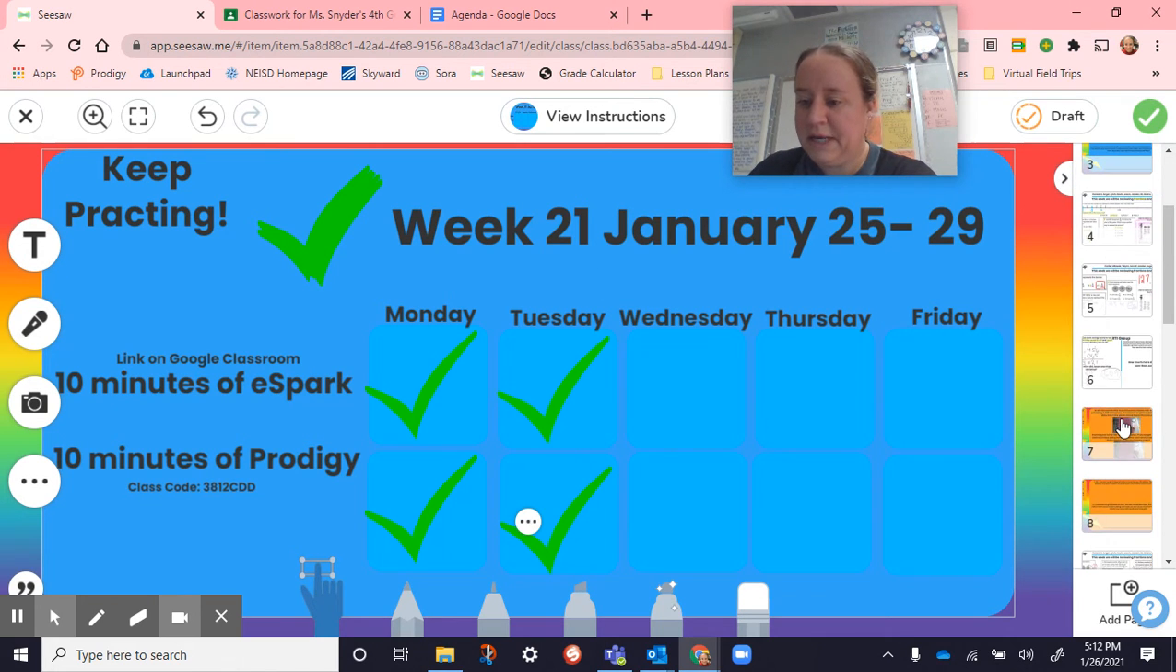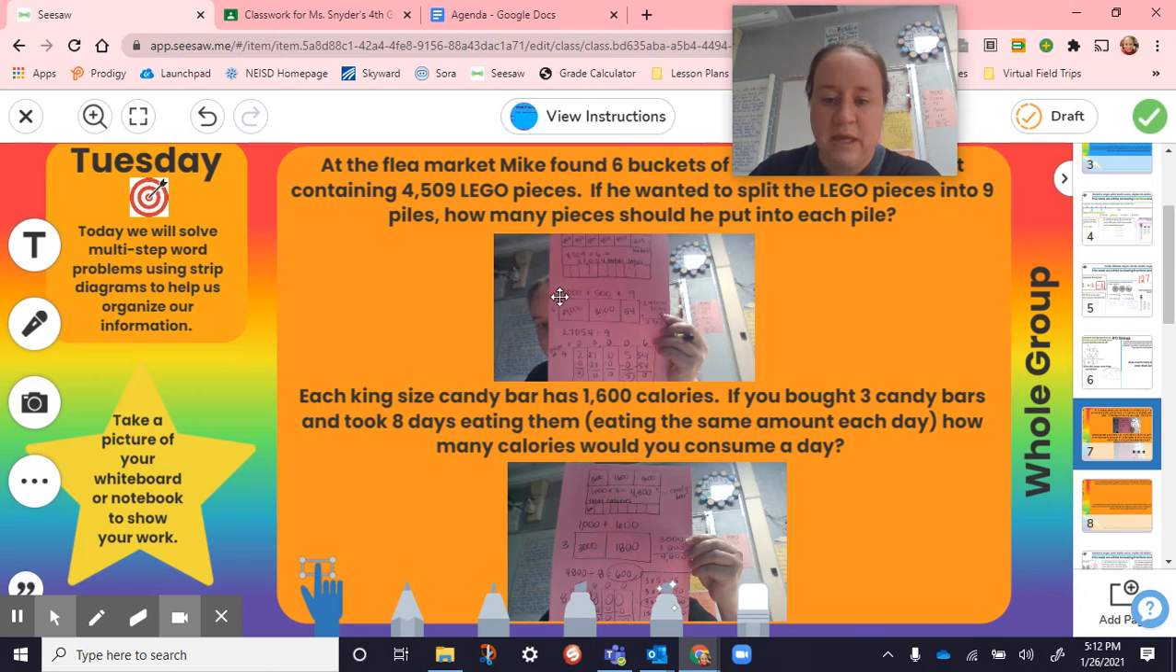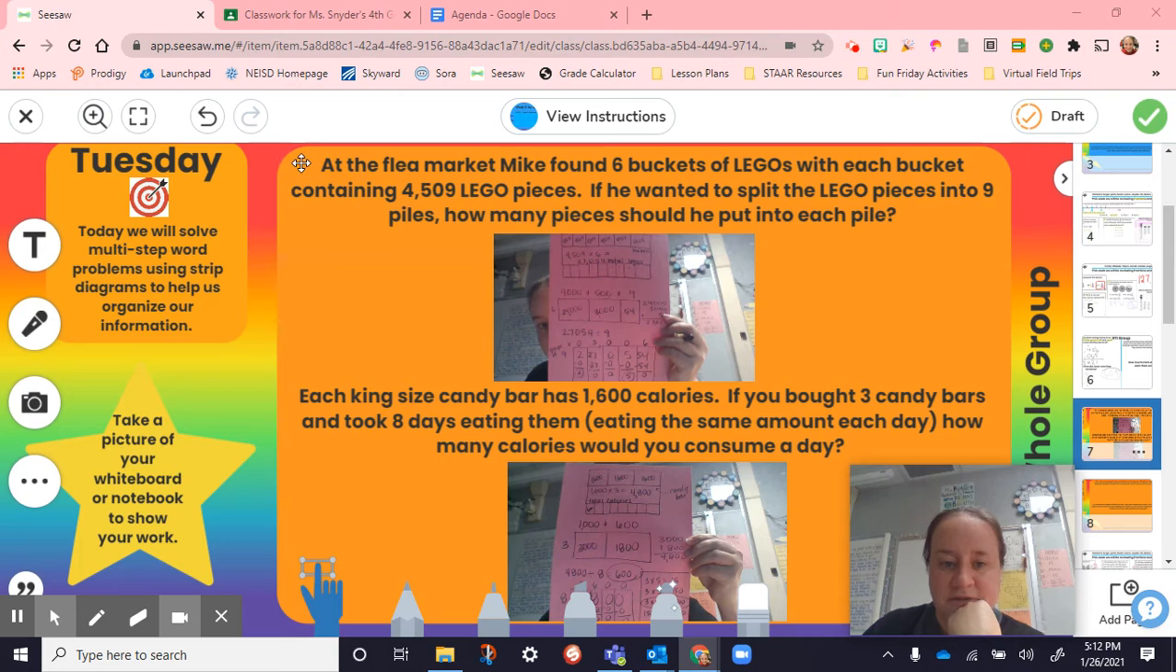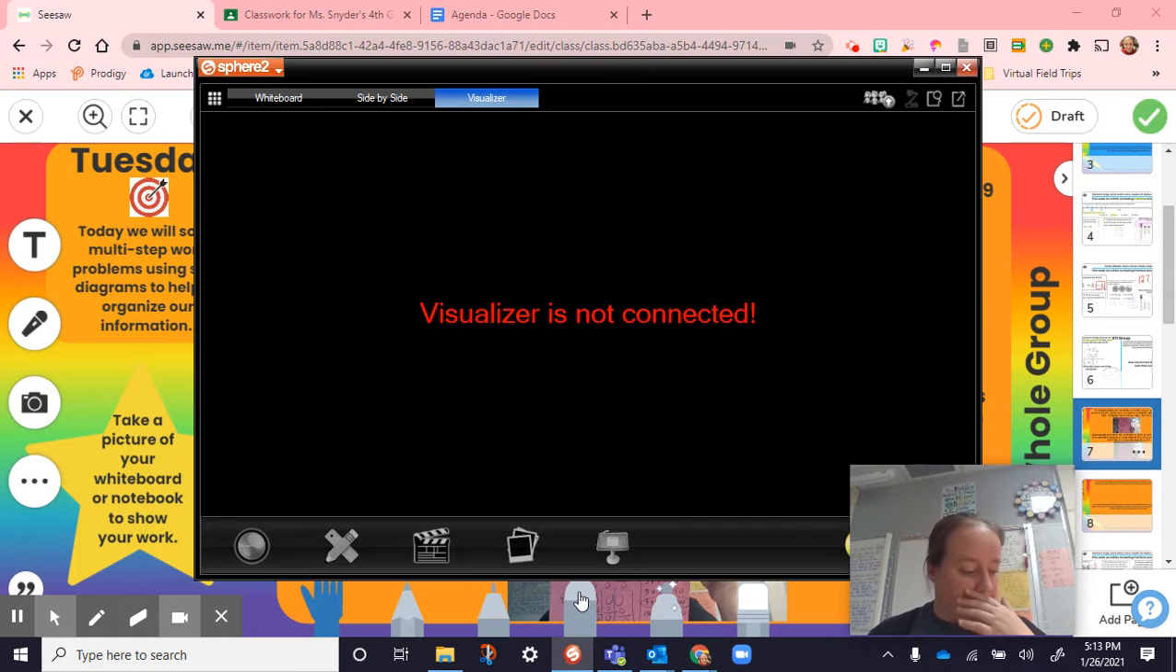All right, so today we started off on page 7. And as we're solving, we are recording our evidence and uploading photos. It says, at the flea market, Mike found 6 buckets of Legos with each bucket containing 4,509 Lego pieces. If he wanted to split the Lego pieces into 9 piles, how many pieces should he put into each pile? And that one was this problem right here.